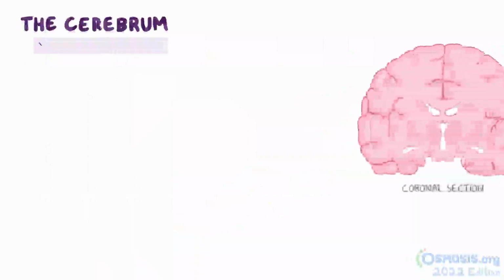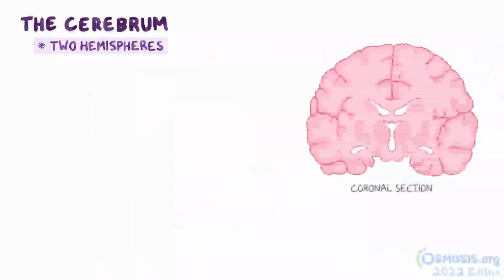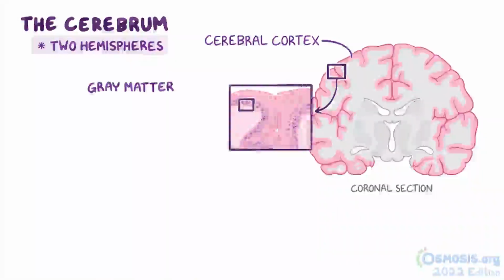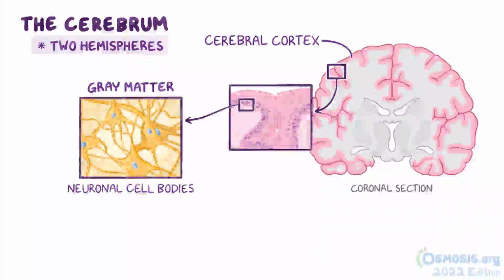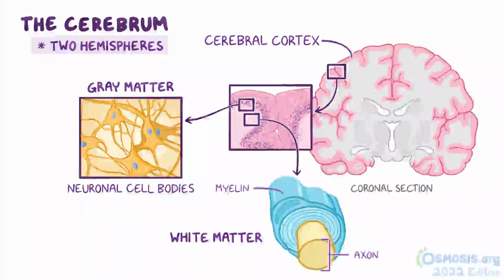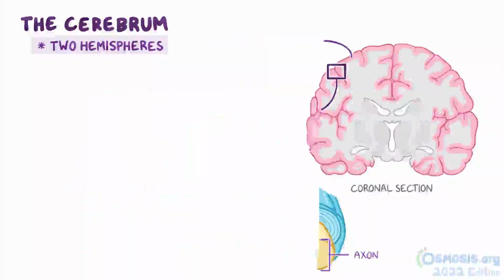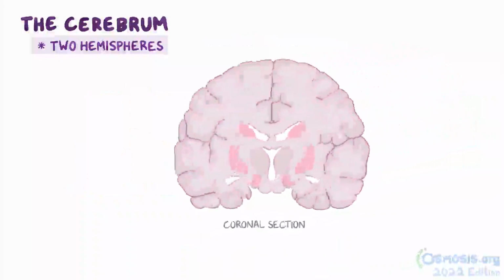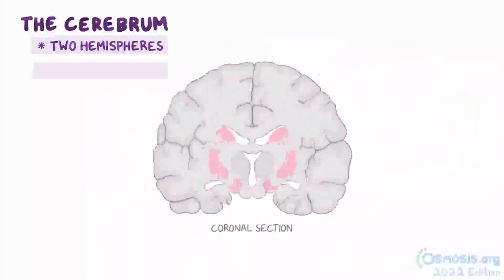Alright, as a quick recap. The cerebrum consists of two cerebral hemispheres, where the cerebral cortex is the outermost layer and consists of gray matter, which contains neuronal cell bodies or nuclei. Located beneath the gray matter is the subcortical white matter, which is composed of myelinated axons. Found within the subcortical white matter are further gray matter masses, such as the basal ganglia or basal nuclei.